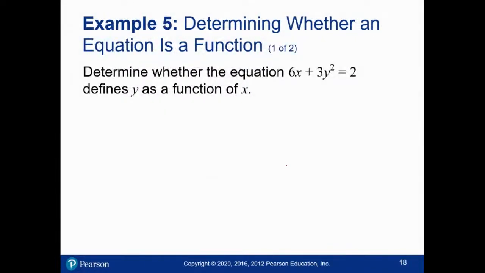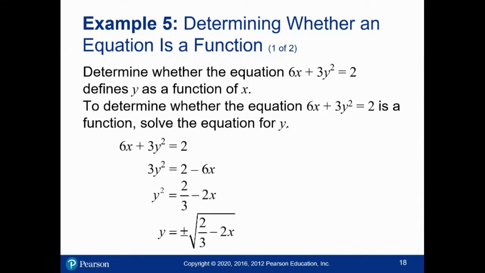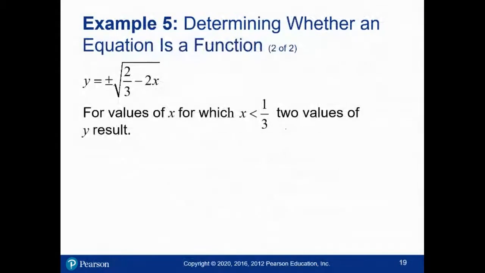Okay. Here's something a little more convoluted. 6x plus 3y squared equals 2. If I input an x, do I get out a unique y? So what we want to do is we need to solve for y. So the first thing we do is subtract the 6x over, divide by 3, but then notice I can't just take a square root. You have to take a plus or minus square root. So here's our solving for y, plus or minus root 2/3 minus 2x. But notice if x is less than 1/3, I actually get 2 outputs.